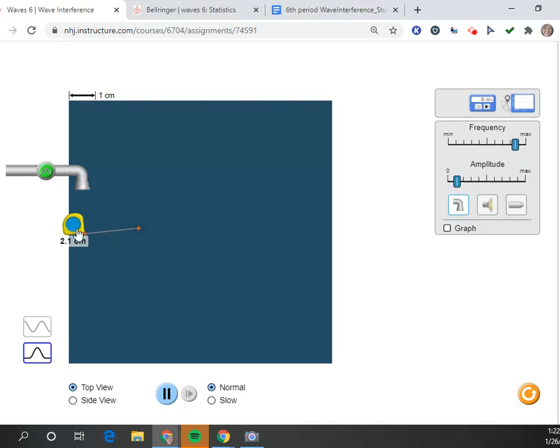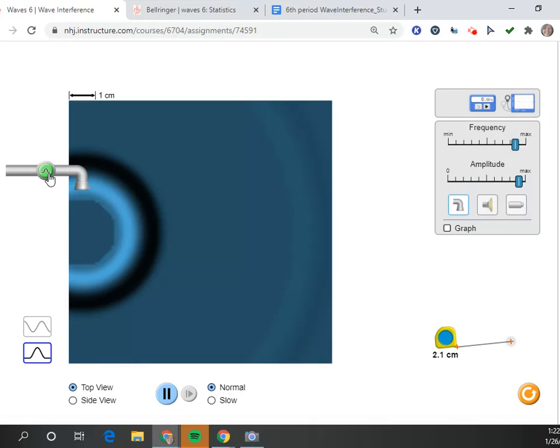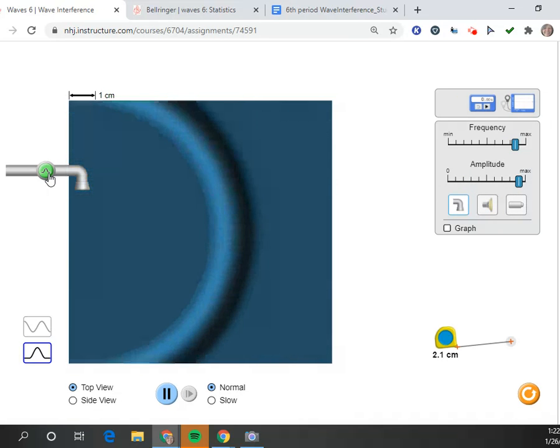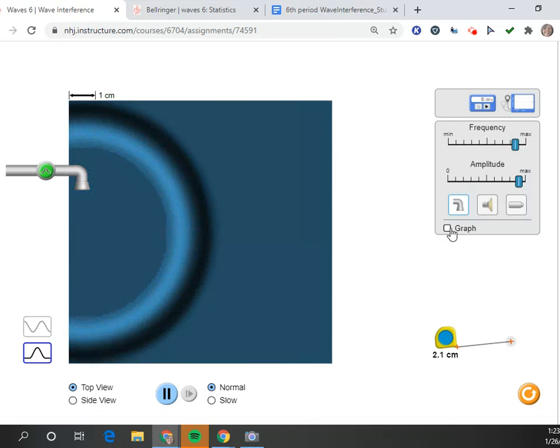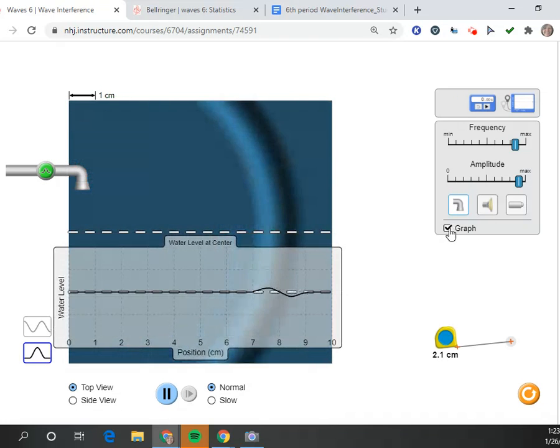All right, let's look at amplitude. I guess we could have left that there. If we drip, now, if we make our amplitude really big, there's a more intense color change there, which would mean a bigger wave. Okay.